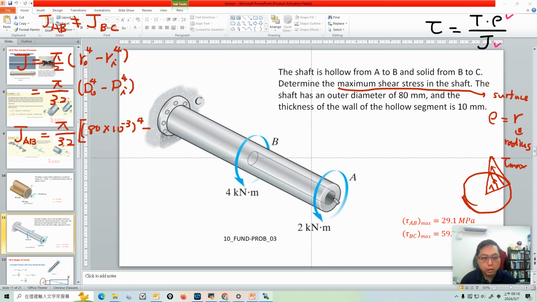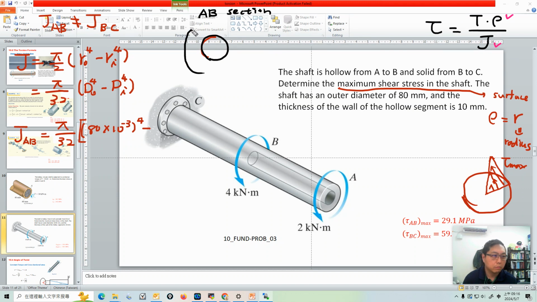What is the inner diameter for the AB section? What is the inner radius? We need to know this, so we need to go back to the problem description. The thickness of the wall of the hollow segment is 10 millimeters. What does this mean? I think I need to use a graph to do this translation. It's just like this: this is the AB section, and it is hollow.